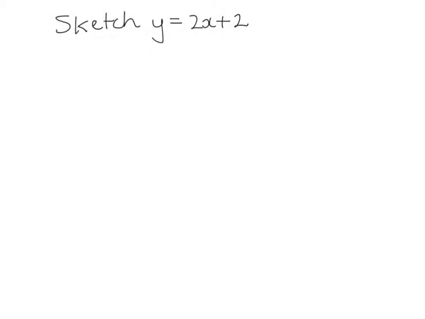Okay, hello everybody. What we're going to do is to sketch y equals 2x plus 2. Now previously we used a table of values to sketch this. Now we're just going to pick out 2 points and sketch a straight line going through those 2 points. So what we'll do is we'll work out the x-intercept and the y-intercept.